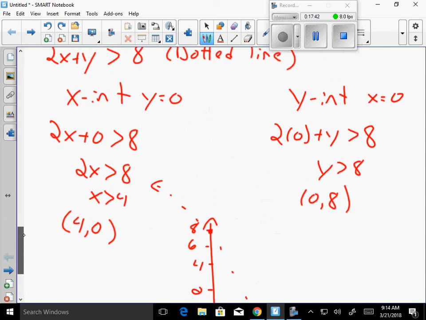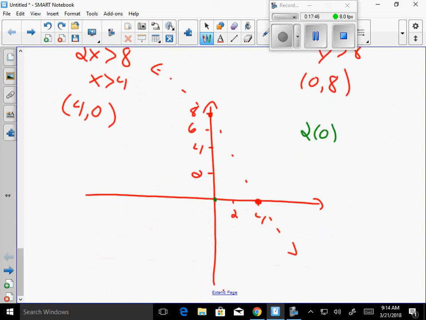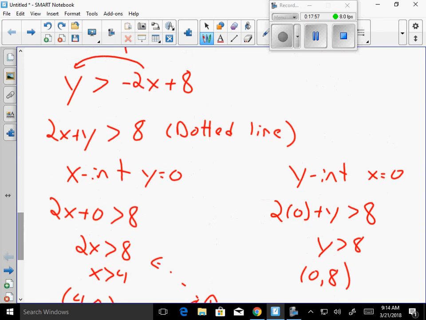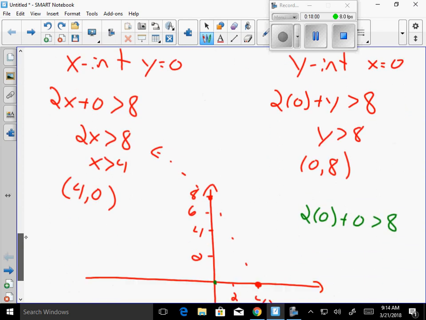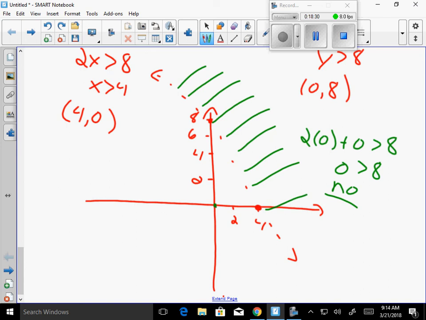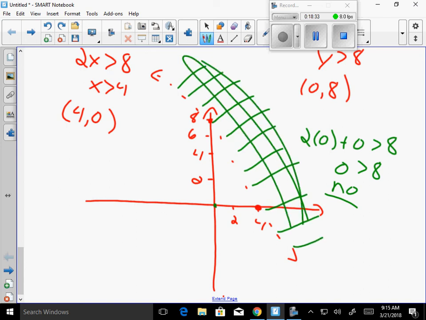So my equation was, what was it? Is it -2? Yeah, I have -2. Oh, when you bring it over, it's positive. So now, just by looking at it, 2 times 0 is 0. Plus 0, it's 0, right? This always works out to 0. Is 0 greater than 8? No. Doesn't work, so I shade on the other side of the line away from it. Like that. Okay.